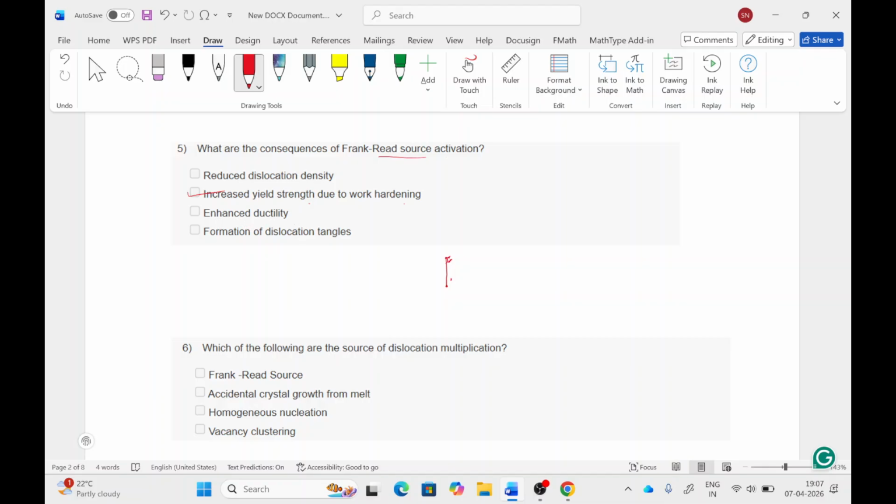And the further dislocation generation and interaction will also form tangles. Dislocation tangles are also formed after the interaction of dislocations. So fourth option is also correct for this.